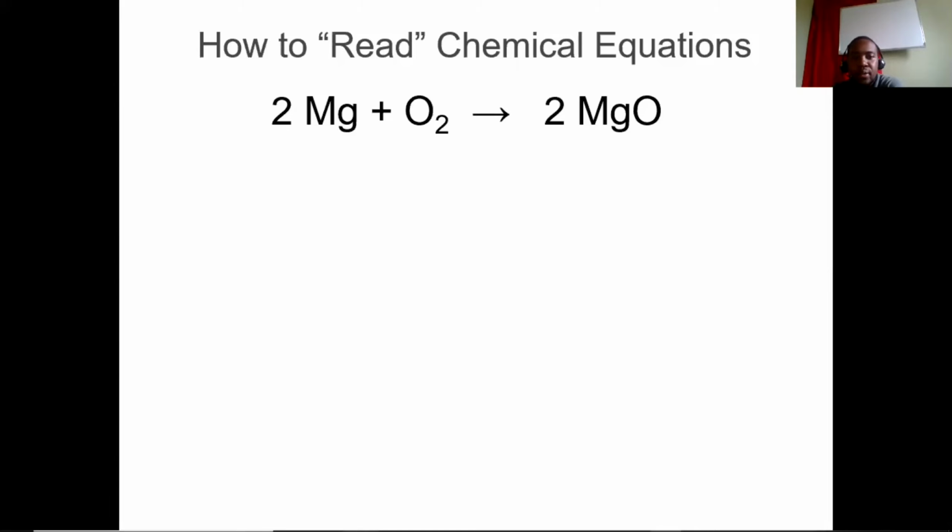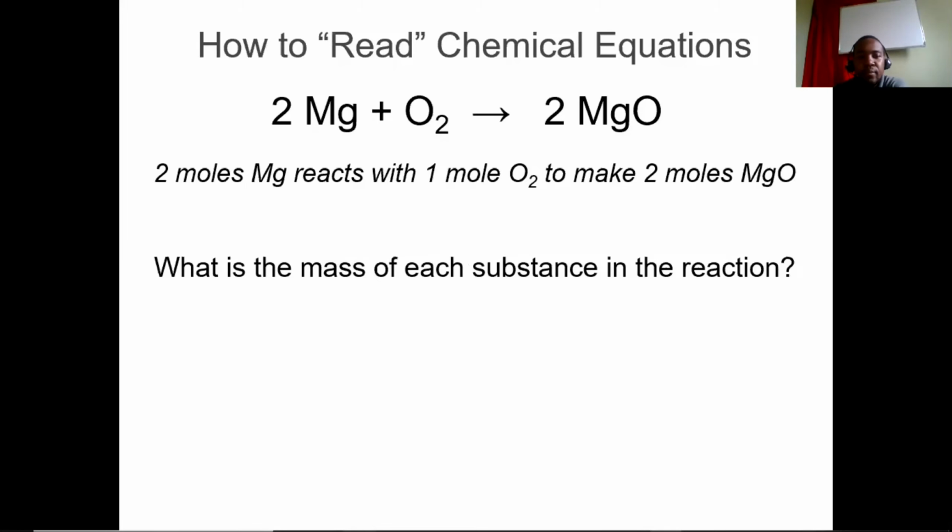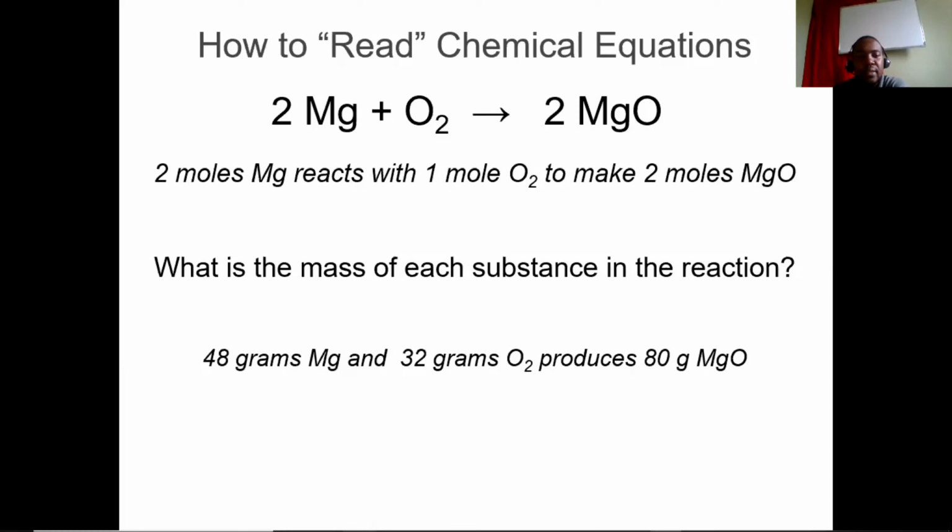Right, so if we look at this equation, it says 2 Mg plus O2 gives us 2 MgO. In regards to mole, this is saying that we have 2 moles of magnesium reacting with 1 mole of oxygen gas to give us 2 moles of magnesium oxide. In terms of mass, we know that magnesium's mass is 24, but we have 2 moles of it. So the total mass of magnesium in this reaction will be 24 times 2, which is 48 grams.